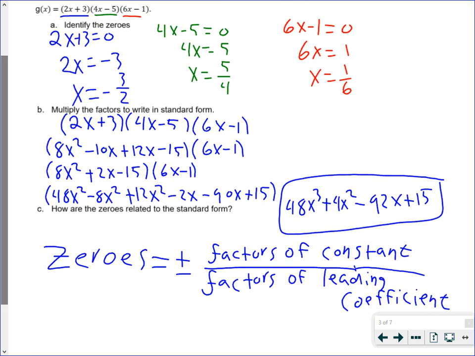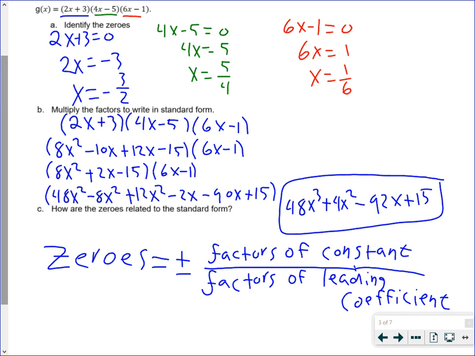So if we go back to number 1, part A, we can compare our zeros with our standard form. According to C, our zeros should always be in the form factors of the constant divided by factors of the leading coefficient. So for x equals -3/2, 3 should be a factor of our constant term in our standard form. Our constant term is 15, and 3 is a factor of 15. At the same time, the denominator of our zero, 2, should be a factor of our leading coefficient, which is 48, which it is. So 3 is a factor of 15, 2 is a factor of 48.